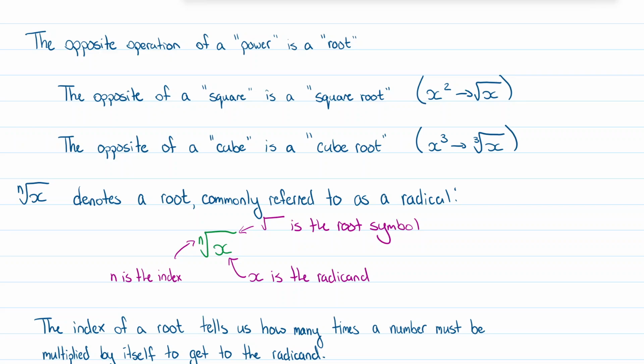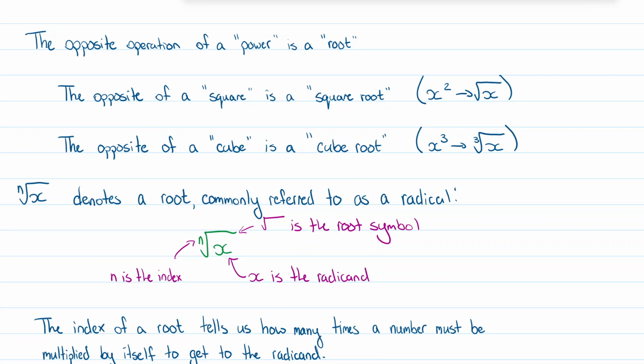The opposite of a cube is a cube root, and it looks the same way. It's just that little symbol has a 3 next to it. That's called a cube root. Now, if you haven't seen these before, they kind of all look the same. They look like this.